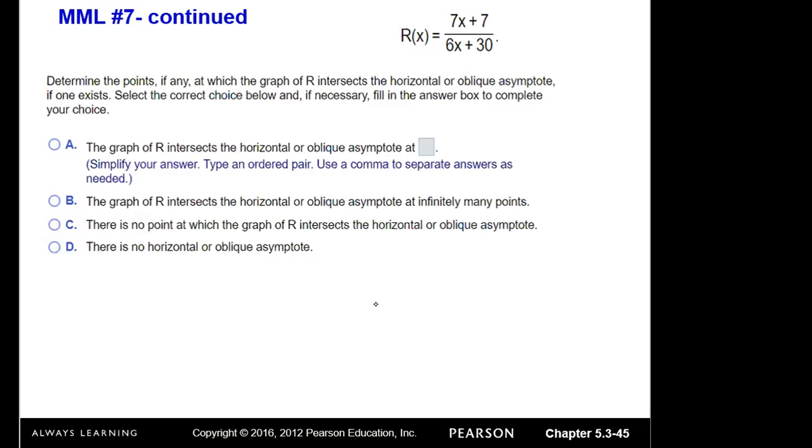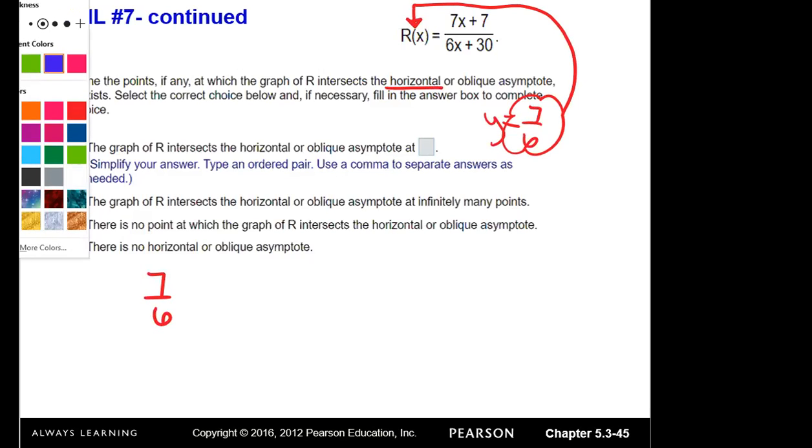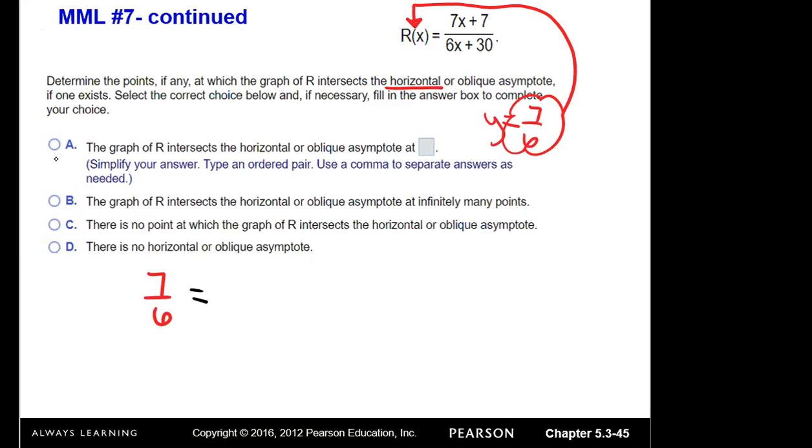My horizontal was y equals 7/6. So you're going to take 7/6 and put it right here. This is going to be fun. I'm going to put the 7/6 where the R of X is and set that equal to the 7. If you don't mind, I'm going to put this in factored form because it is a little easier.